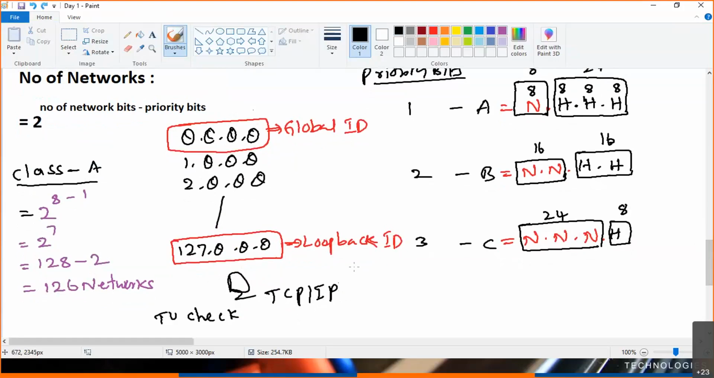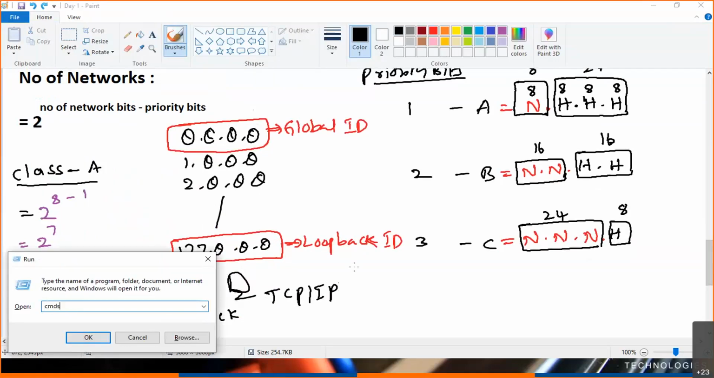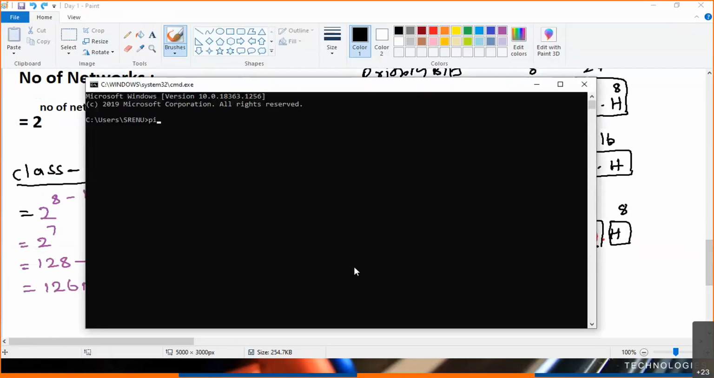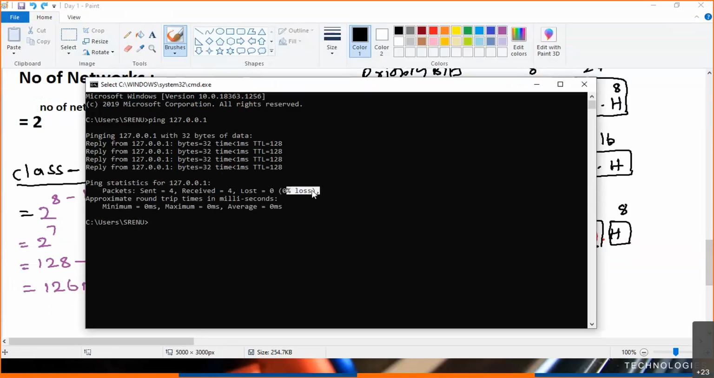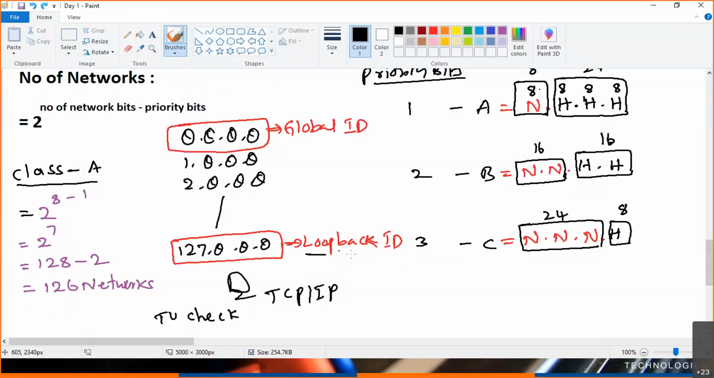How can we check whether TCP/IP is working? Just open your command prompt and use ping. Ping is a service to check reachability. Then use 127.0.0.1, get a reply and 0% loss. That means in my device, TCP/IP is working well. So the loopback IP purpose is to check the TCP/IP stack. Why have two IPs been subtracted here? One for global ID and one for loopback ID. In between, all IP addresses we can use.